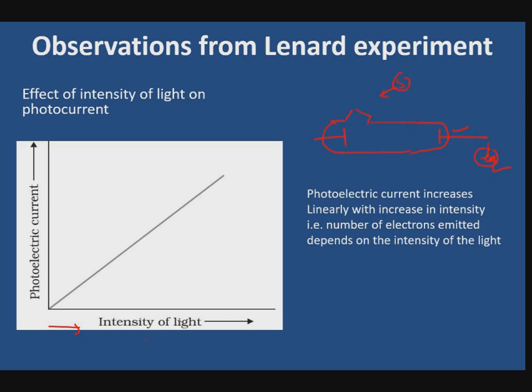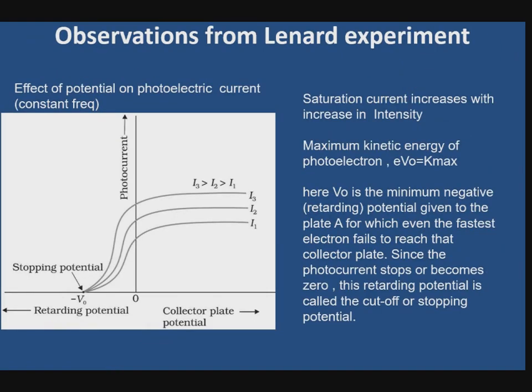So when we change the intensity of light, the photocurrent increases. That shows a straight line curve suggesting that photoelectric current increases linearly with the increase in intensity. That is, the number of electrons emitted depends on the intensity of the light. So that is the first observation, that the number of electrons emitted from the metal surface depends on the intensity of the incident light. Second observation was, it is a graph between voltage.